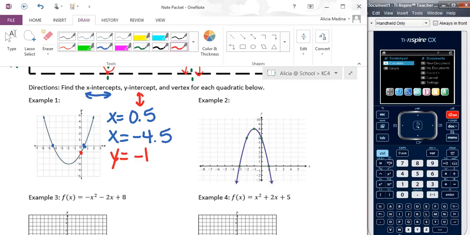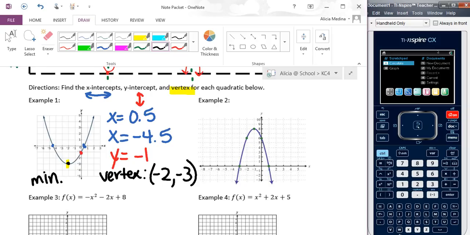Our vertex is either that lowest or highest point, so that's going to be that point right there. Therefore our vertex is an ordered pair, so in order to write this, I have to write negative 2, right? X comes first and then y, and a negative 3. This is also a minimum, so you can put a minimum as well.